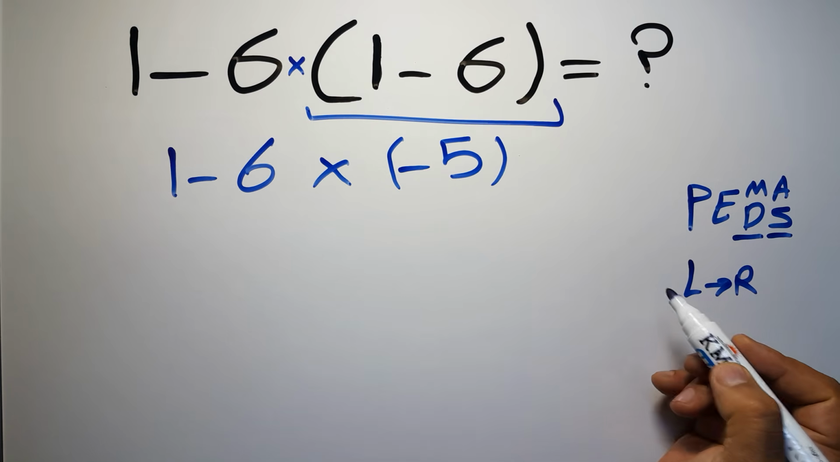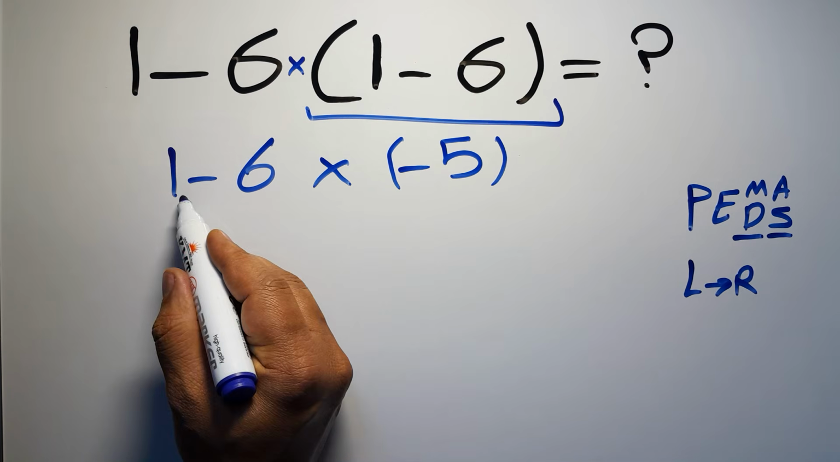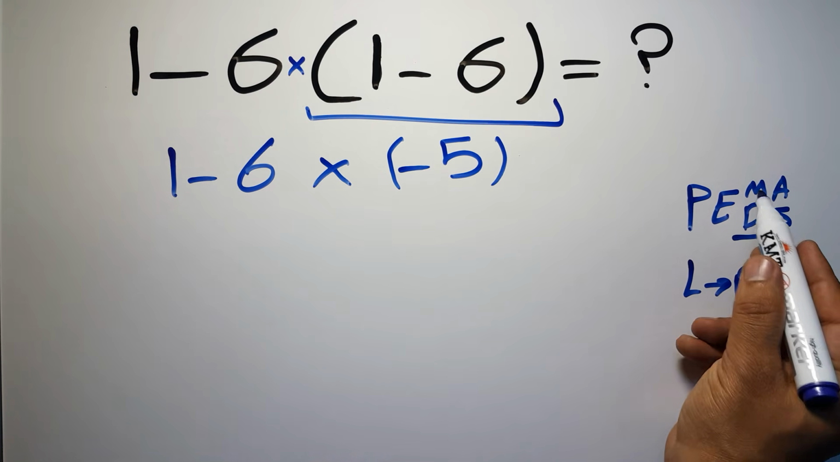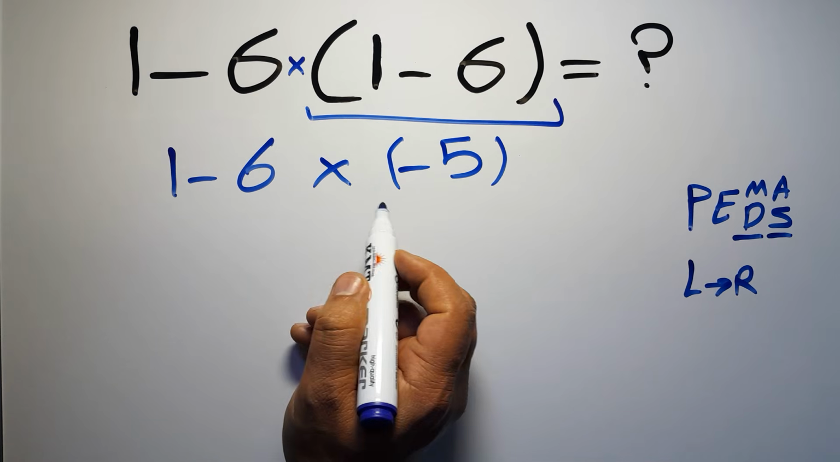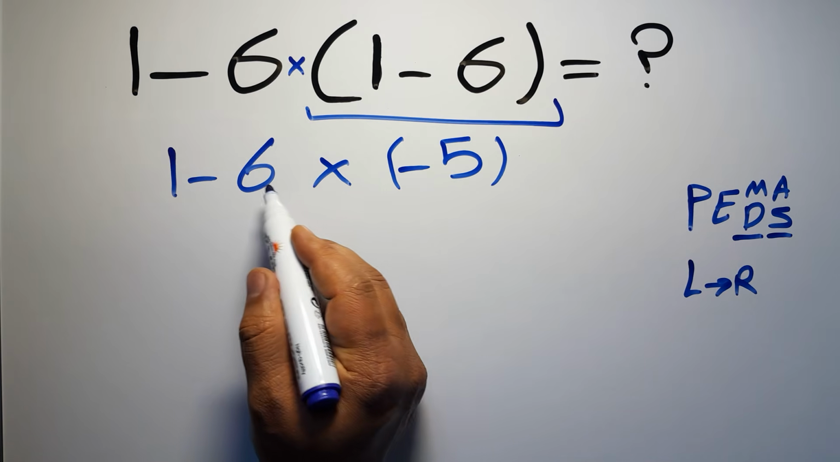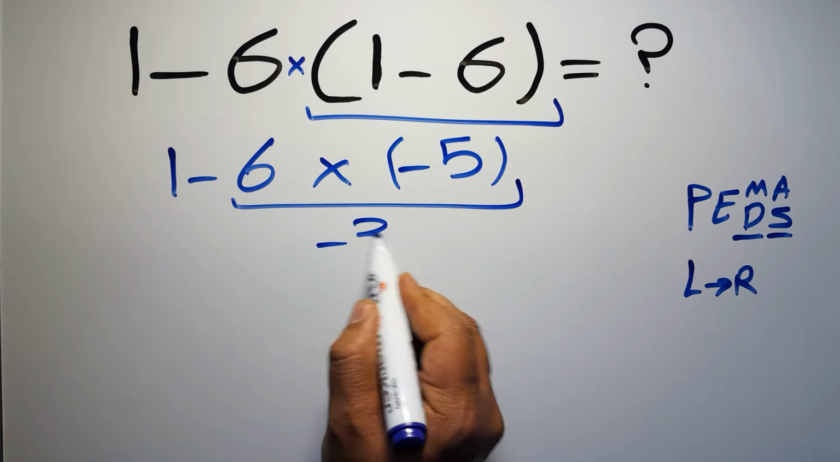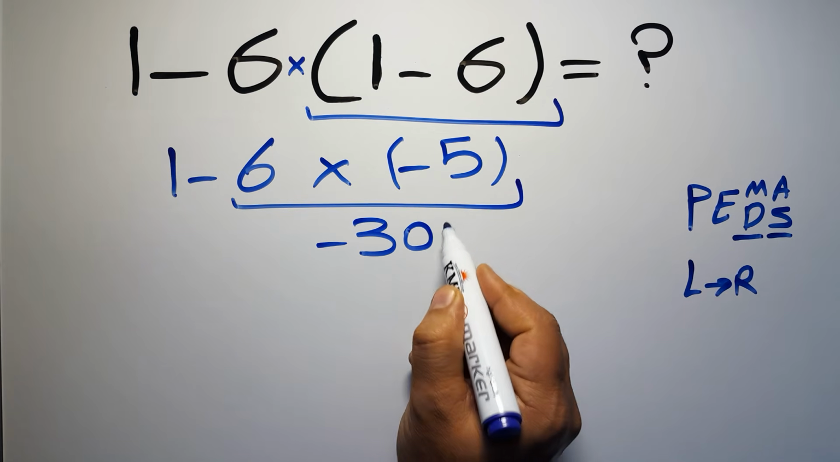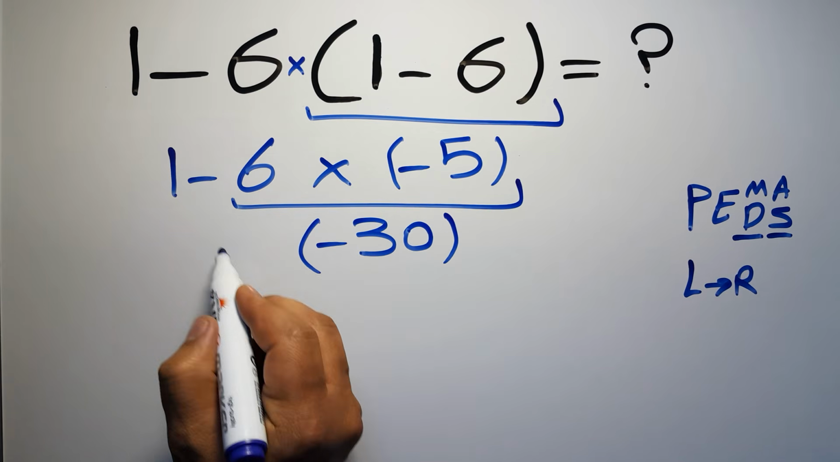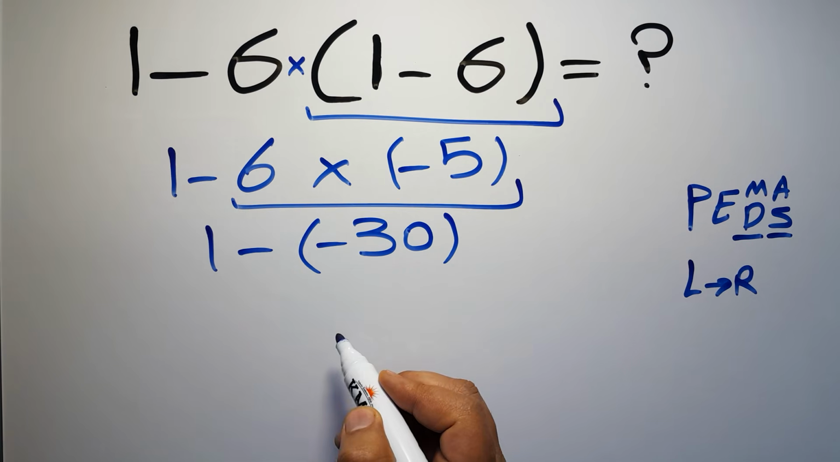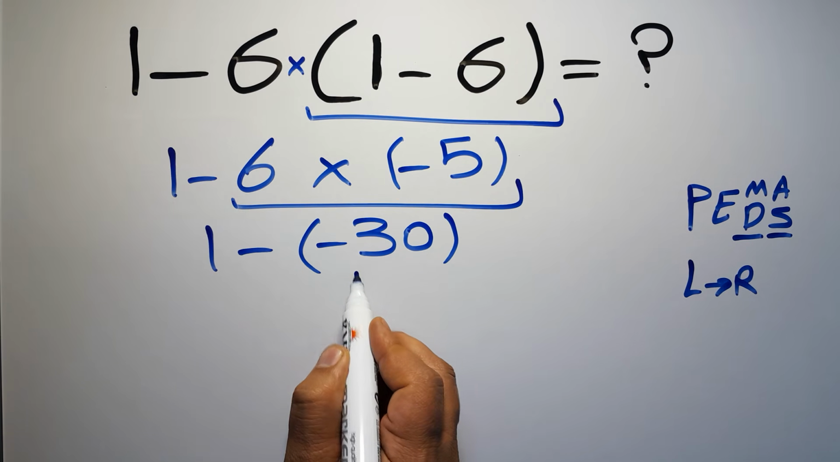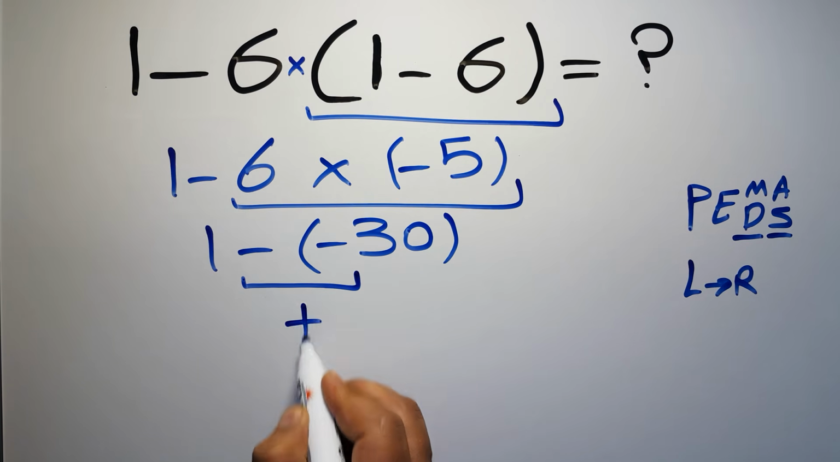According to PEMDAS, multiplication has higher priority than subtraction because multiplication comes before subtraction. So here first we have to do this multiplication. 6 times negative 5 gives us negative 30. So 1 minus negative 30. Negative times negative gives us positive.